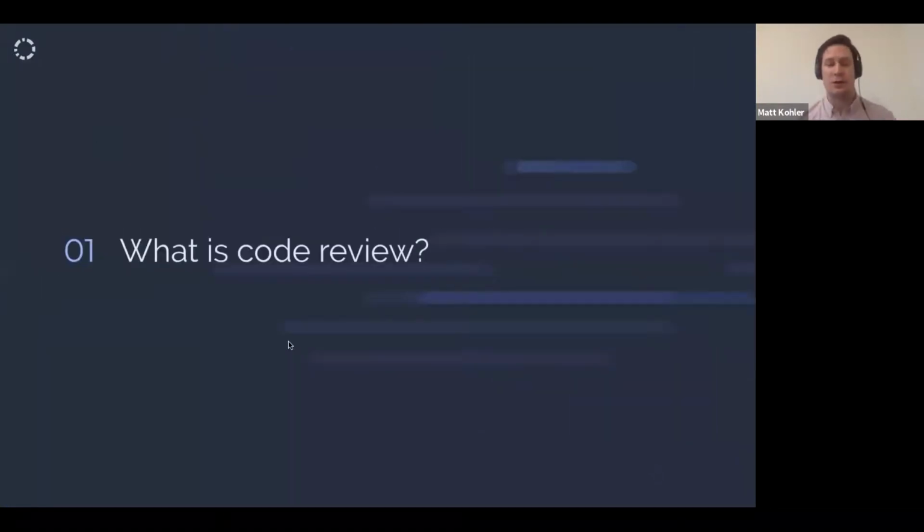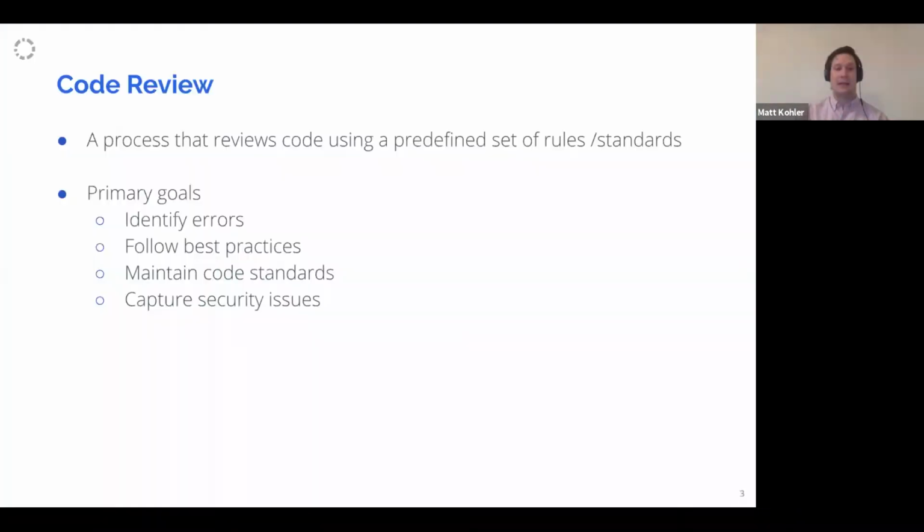So I think the first question to answer, obviously, is what is code review itself? Beyond just being manual and automated, code review itself is essentially the practice of reviewing code based on a pre-designed set of rules and standards, right? And the basic goals behind this are to make sure that anytime there's a change to your code, it follows a set of standards and guidelines that you want to have across the entire organization.